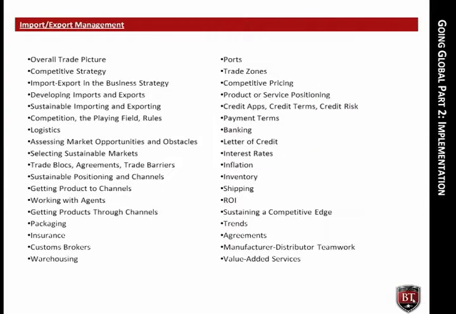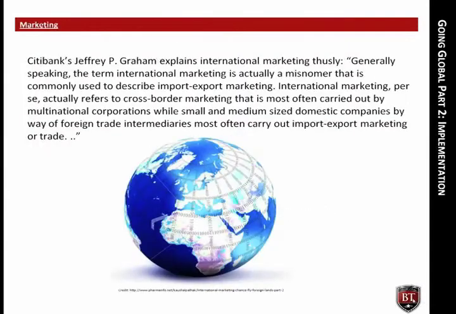Overall trade picture, competitive strategy, import-export and business strategy, developing imports and exports, sustainable importing and exporting, competition, the playing field and rules, logistics, assessing market opportunities and obstacles, selecting sustainable markets, trade blocks, agreements, and trade barriers, sustainable positioning in channels, getting product to channels, working with agents, getting product through channels, packaging, insurance, customs brokers, warehousing, ports, trade zones, competitive pricing, product or service positioning, credit applications, credit terms, and credit risk, payment terms, banking, letters of credit, interest rates, inflation, inventory, shipping, return on investment, sustaining a competitive edge, trends, agreements, manufacturer distribution teamwork, and value-added services.